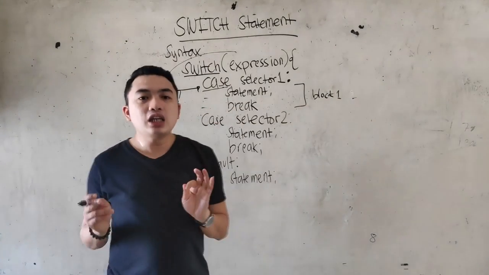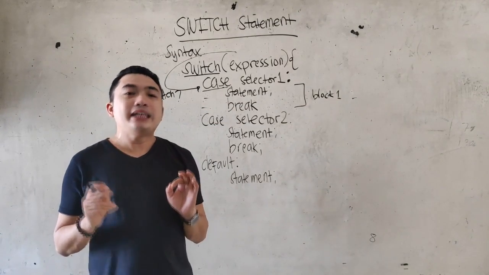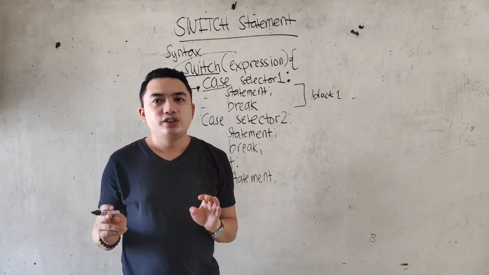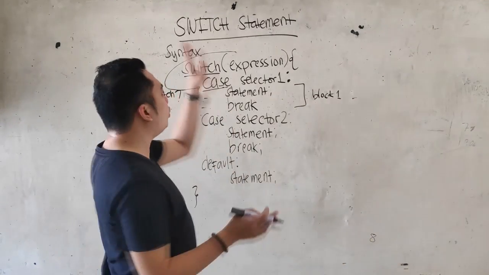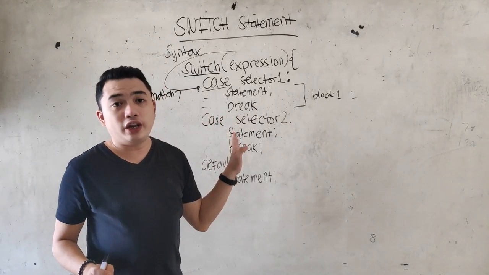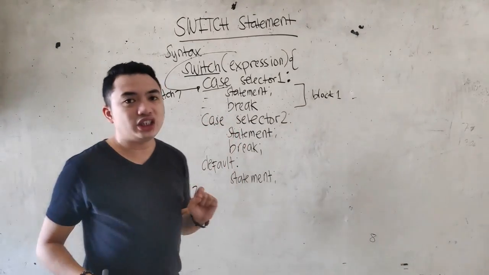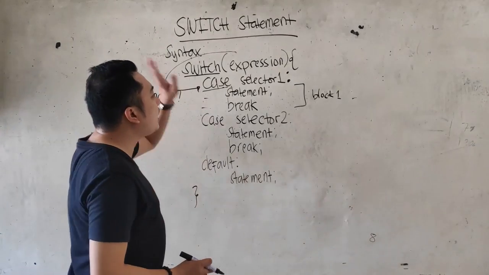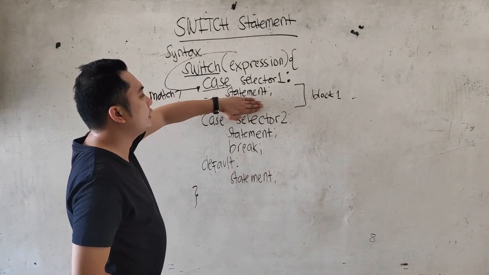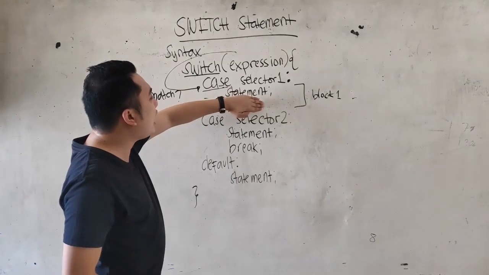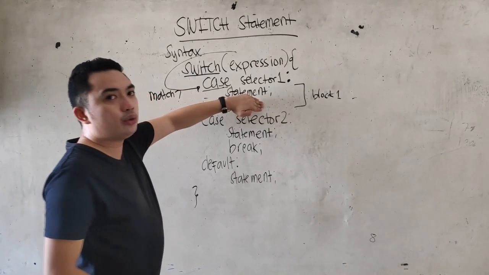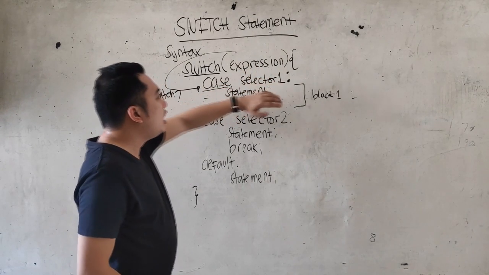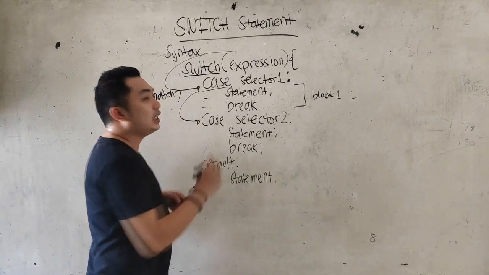The break statement basically terminates the control structure. It will exit from whatever control flow you are in, such as the switch. It is also applicable in if, else, if, and in looping structures. If the break statement is not included in the block of your case selector 1, and selector 1 matches, it will also proceed to the next selector 2.